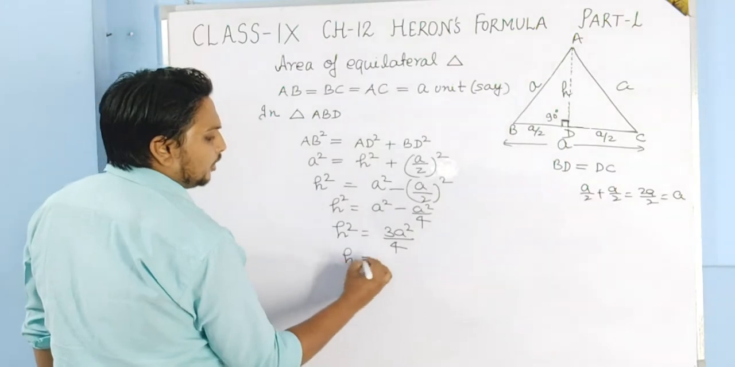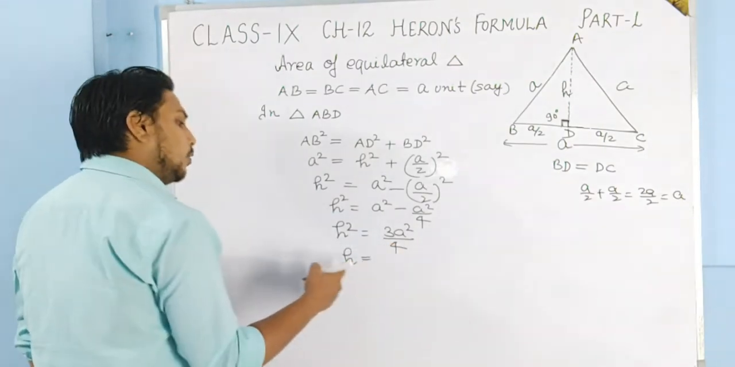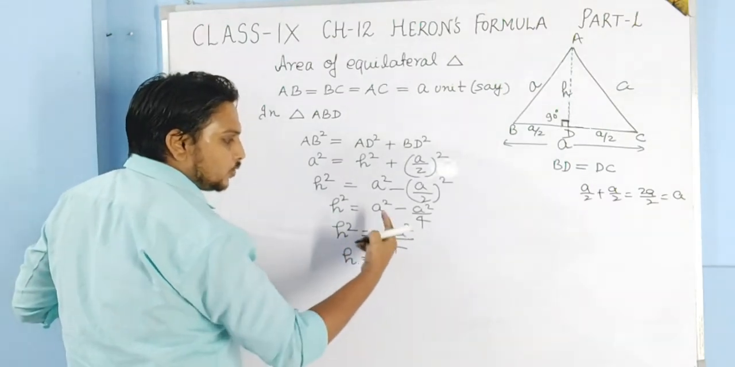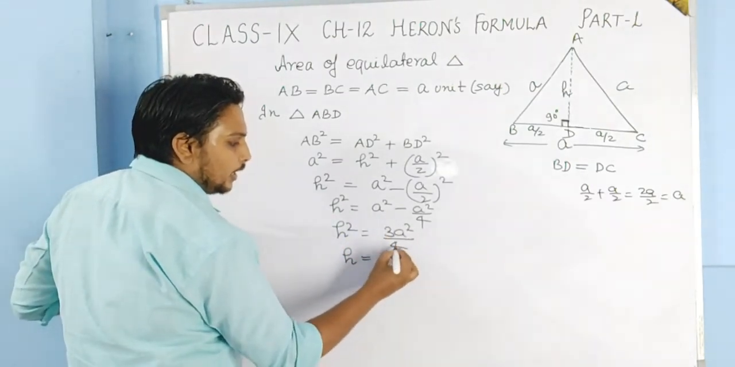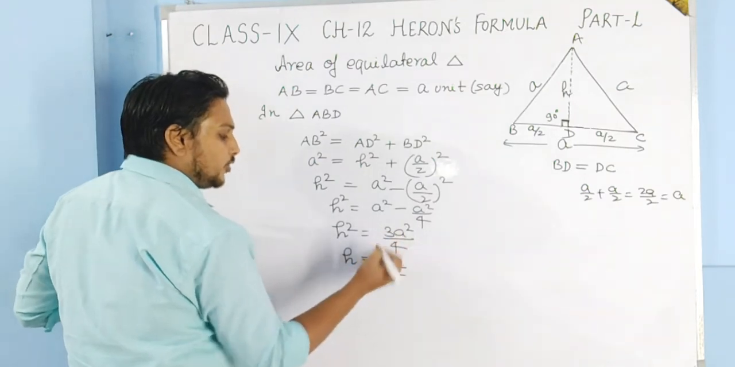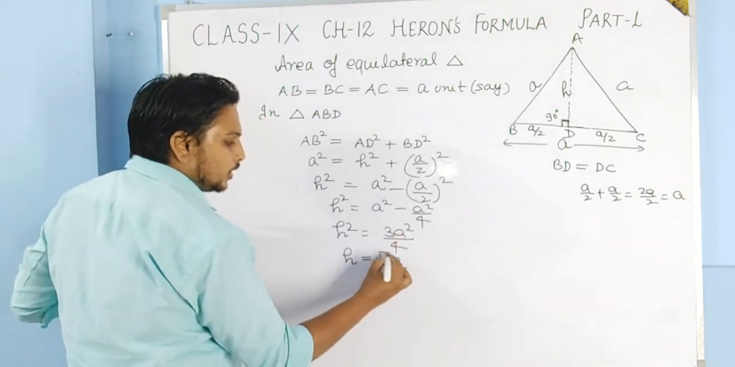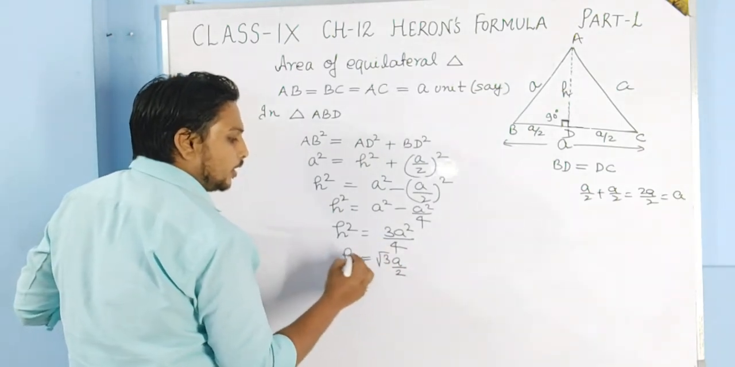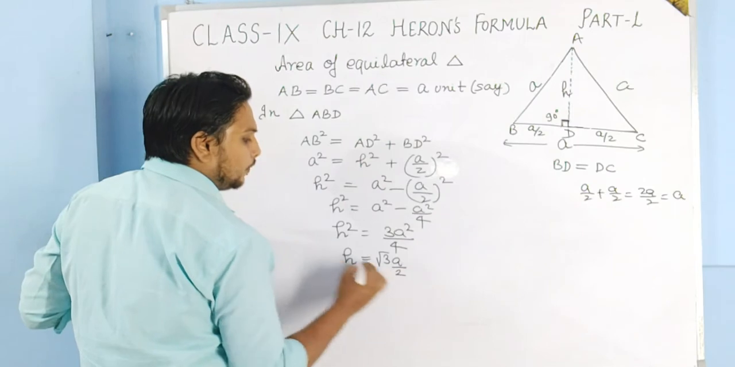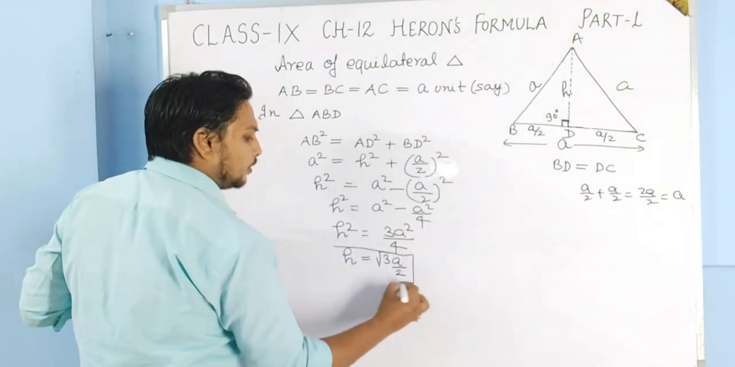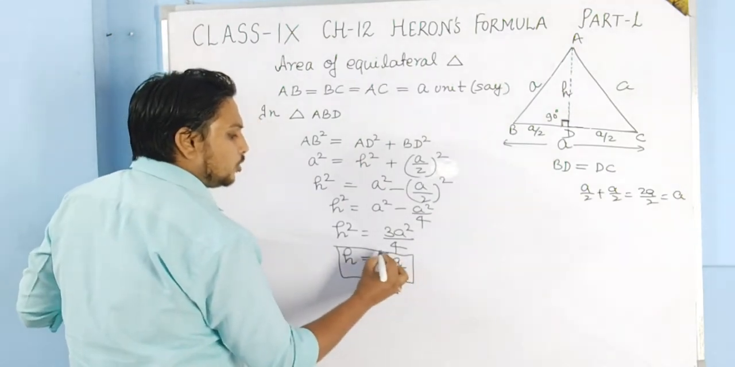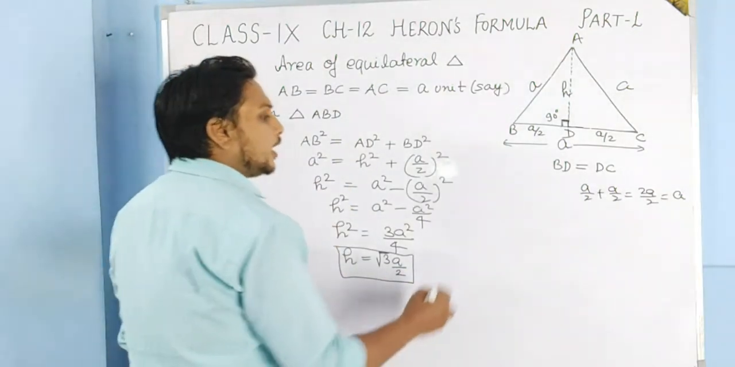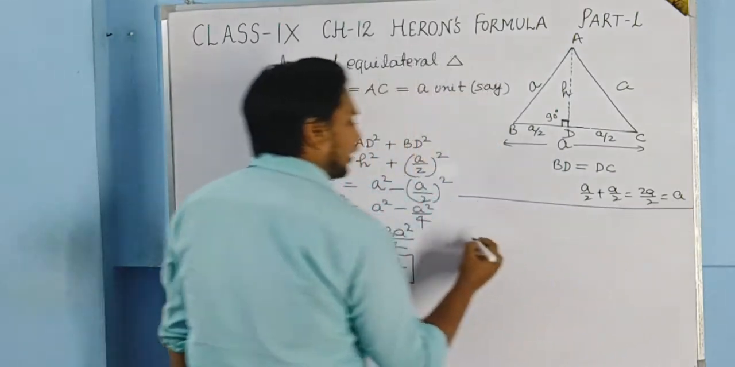So when you find the value of H, what will it be? Now taking the square root, the square will be removed from here and here. 4 is the square of 2, but 3 is not the square of any number, so root 3 will stay. So root 3 A by 2 is the height of the triangle. Now we have the value of H.